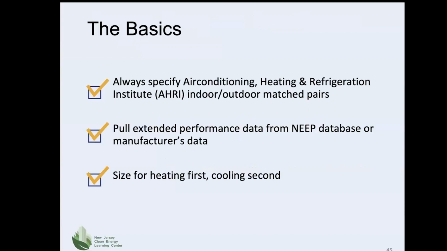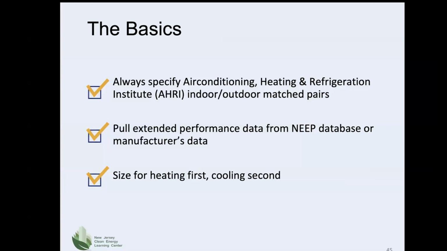The basics are, though, that installers should only be installing heat pumps that are recognized by the Air Conditioning, Heating, and Refrigeration Institute, the AHRI. All split units should be AHRI matched. In other words, the outdoor unit must be the same make and model as the indoor model.